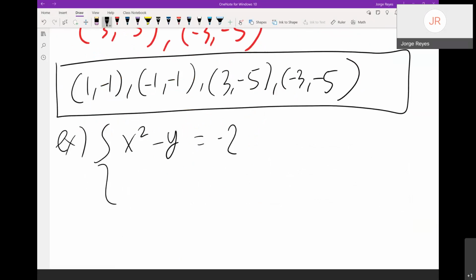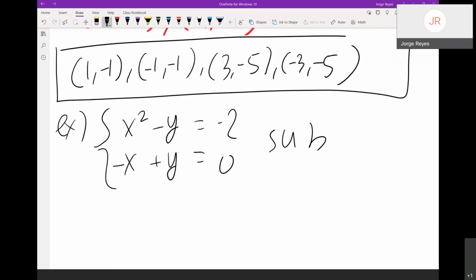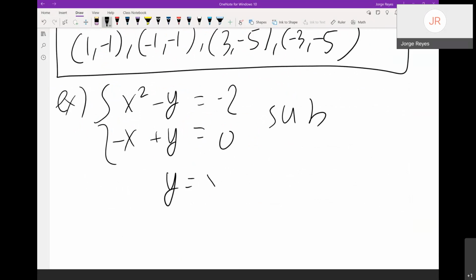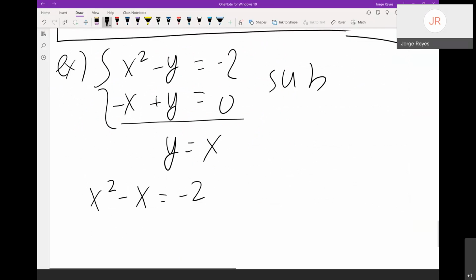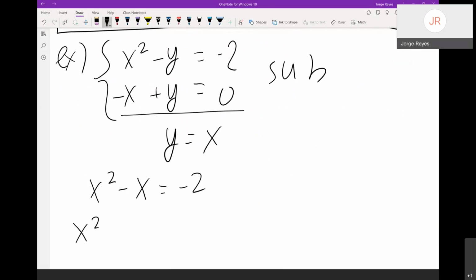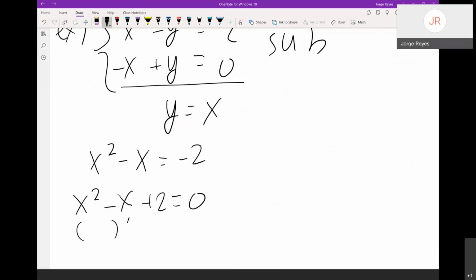All right. -x plus y. I just need to show you it. So I'm going to pick substitution because it's easy. So I'm going to solve this bottom one for x. So x squared minus x equals -2. x squared minus x plus 2 equals 0. You notice, after you try a little bit, this does not factor. So, quadratic formula, right?